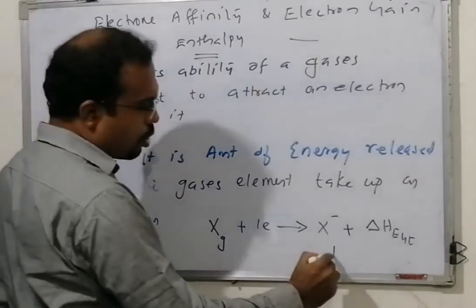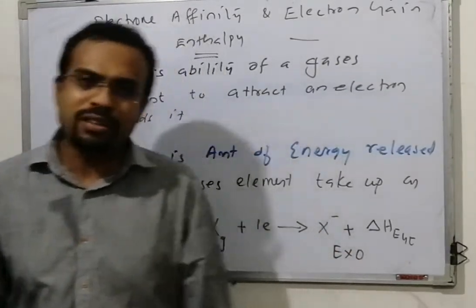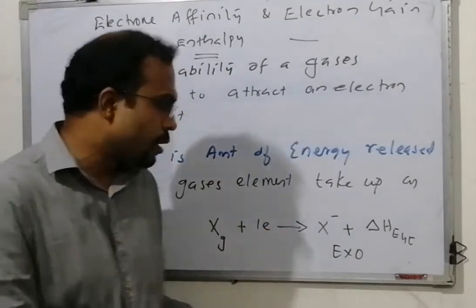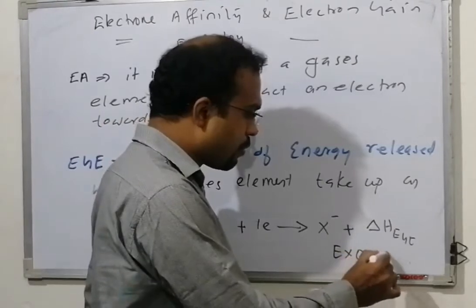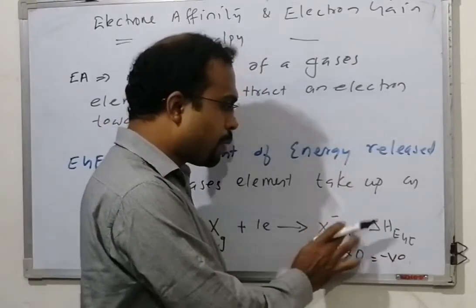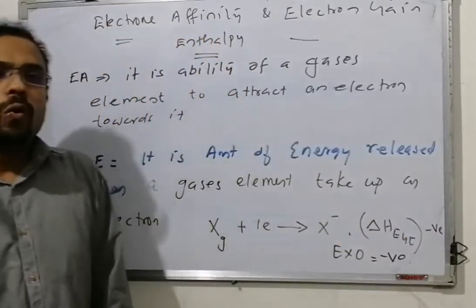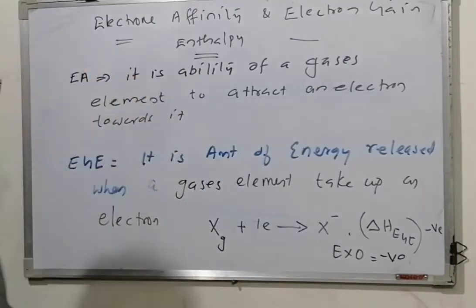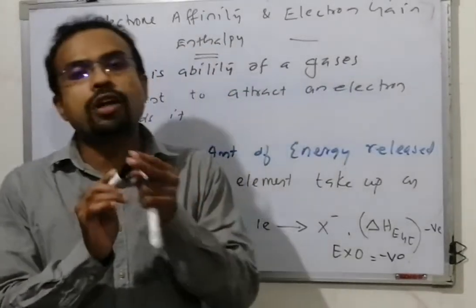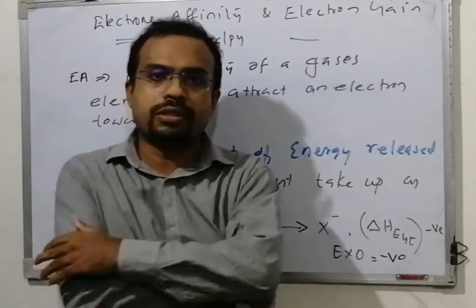This is exothermic because heat is released. Normally it is exothermic, but there are some cases where there is positive electron gain enthalpy. In this case it is negative. I added the positive means this plus this, that is negative quantity. If electron affinity is higher, electron gain enthalpy will be also higher, that is, more energy will be released.